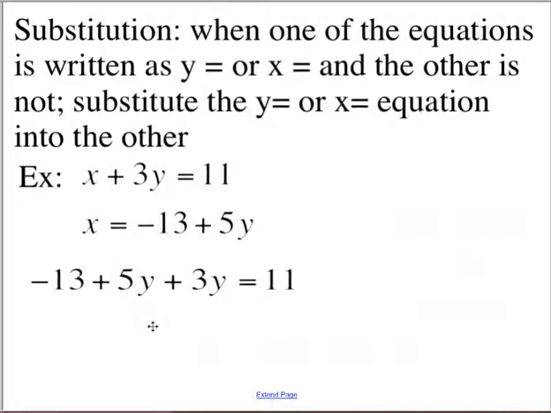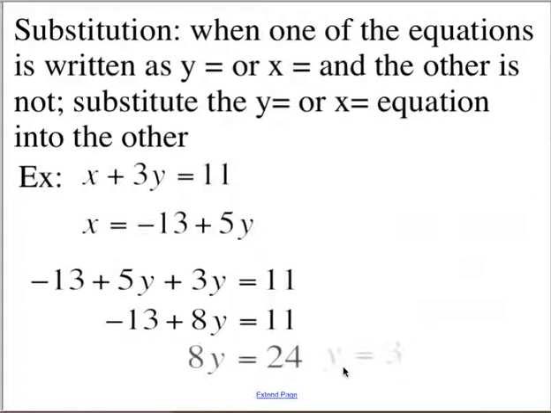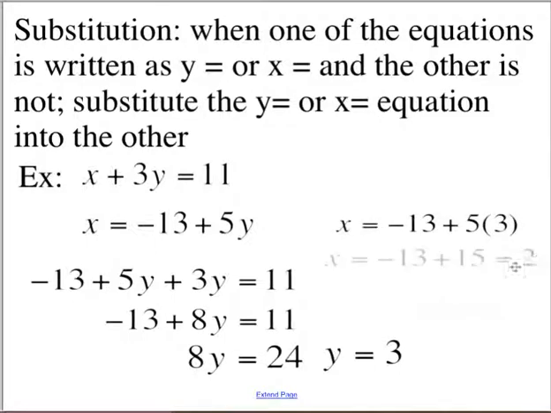Combine like terms to get negative 13 plus 8y equals 11. Add the 13 to both sides. You get 8y equals 24, so that must mean y equals 3. Just remember, once you have solved for y, you're not done yet. I have to go back and substitute y into the equation and solve for x. So I get x equals negative 13 plus 5 times 3, and that's negative 13 plus 15, which equals 2. And so then my coordinate is 2 comma 3.